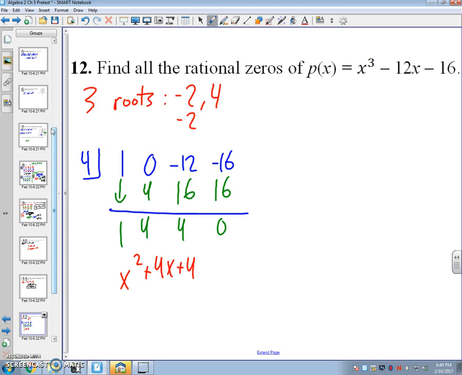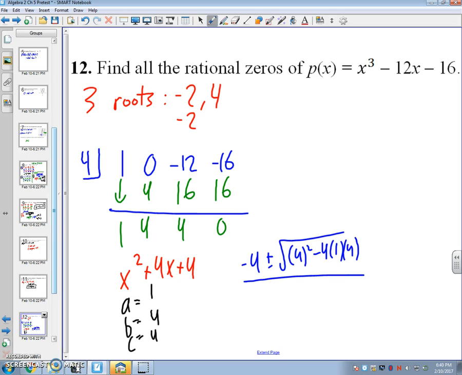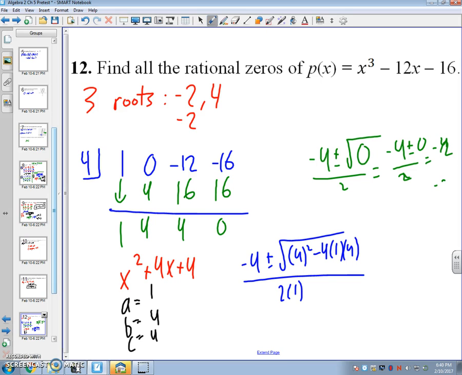Well, if I do quadratic formula, a, b, c: 1, 4, 4. Plug it in. I get negative b plus or minus square root of b squared minus 4ac, all over 2 times a. Negative 4 plus or minus square root of 16 minus 16, which is 0, over 2. That's negative 4 plus or minus 0 over 2. It's the same answer. Negative 4 over 2 is negative 2 and negative 2 if I do 2 cases. All right, so that's why there's 3 roots.